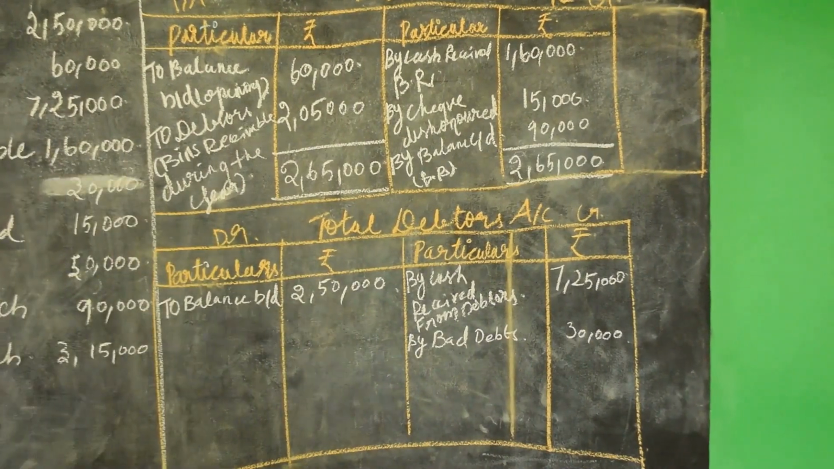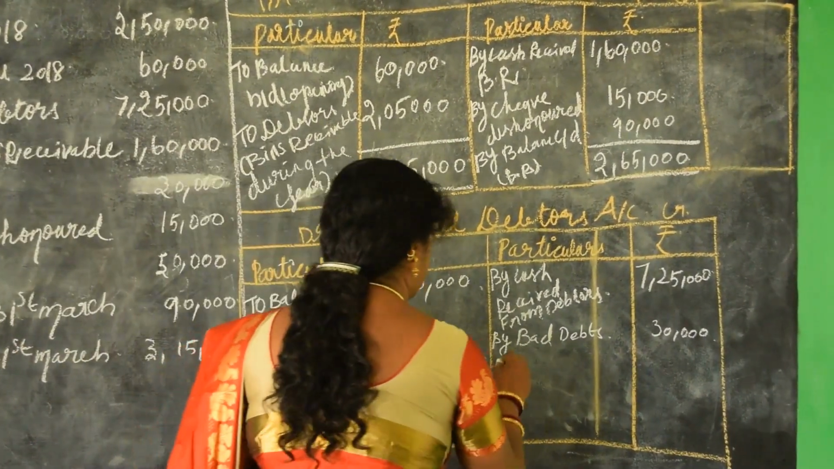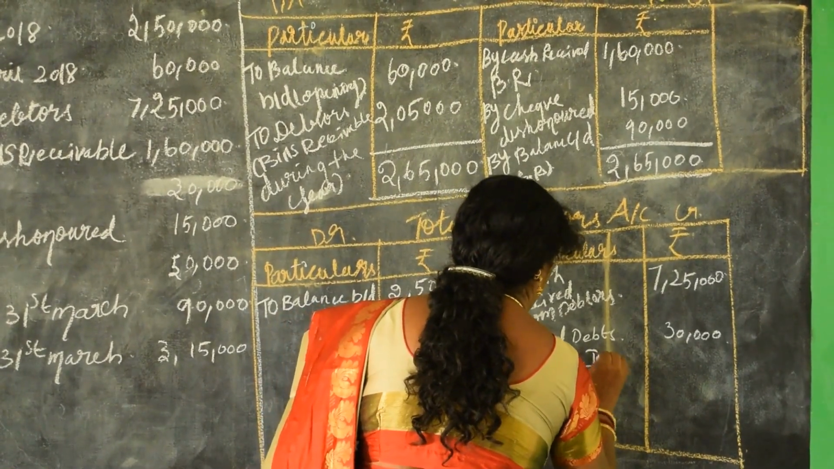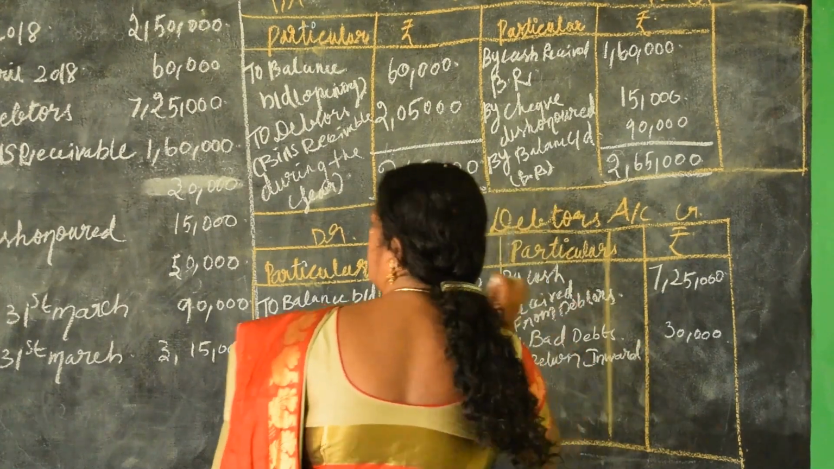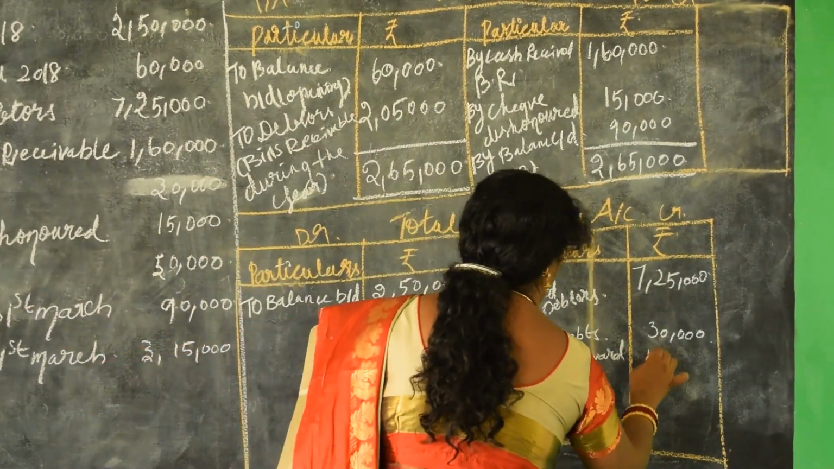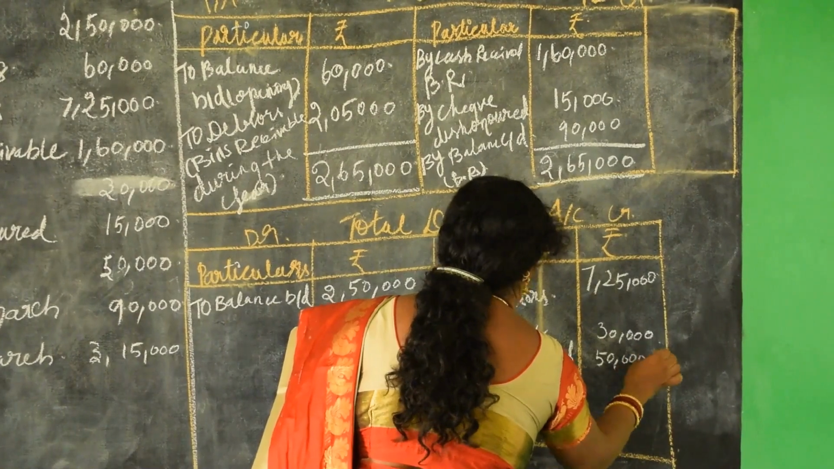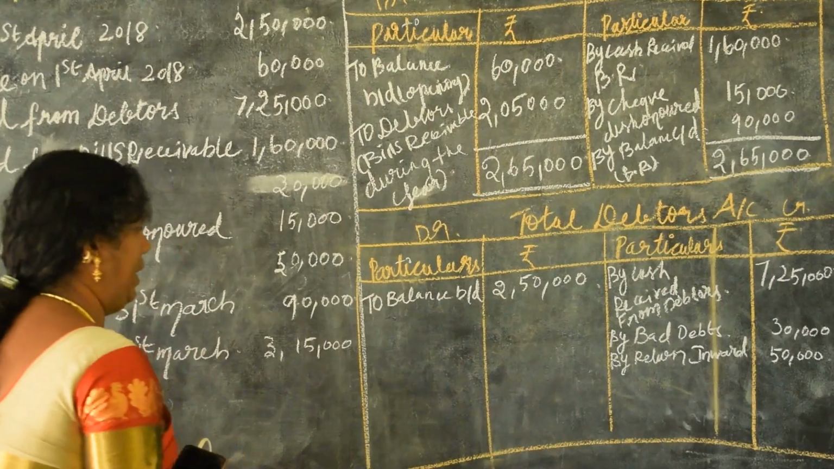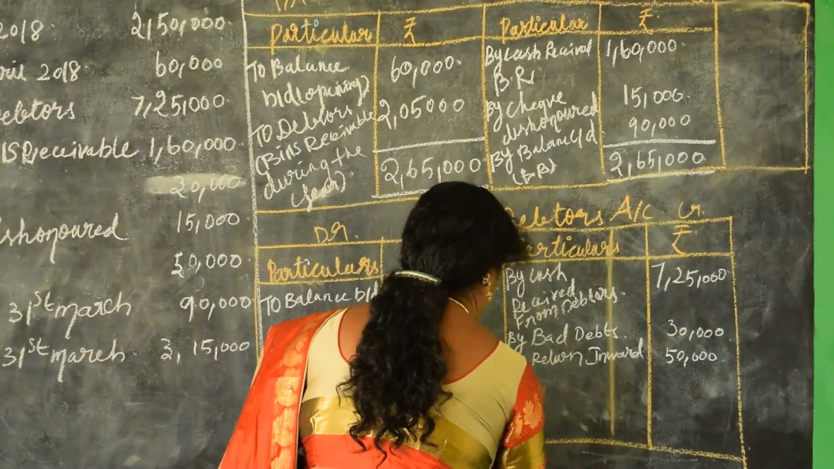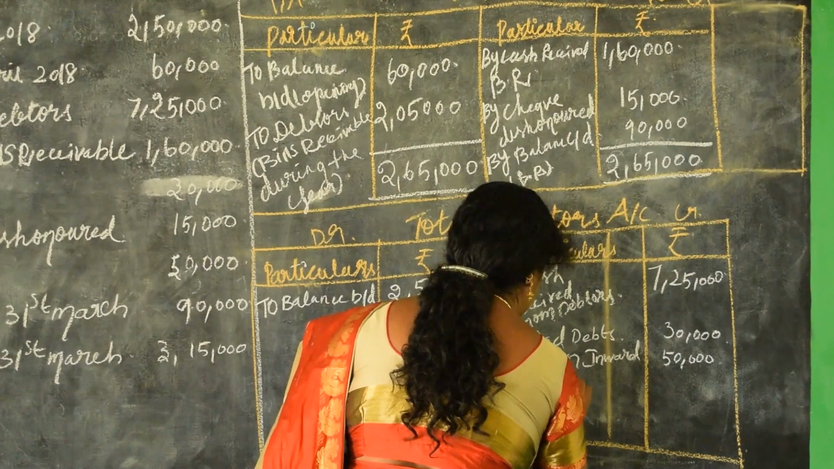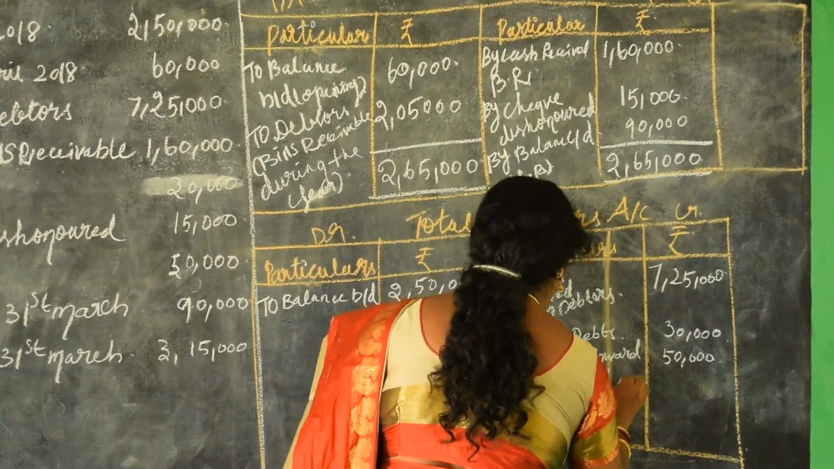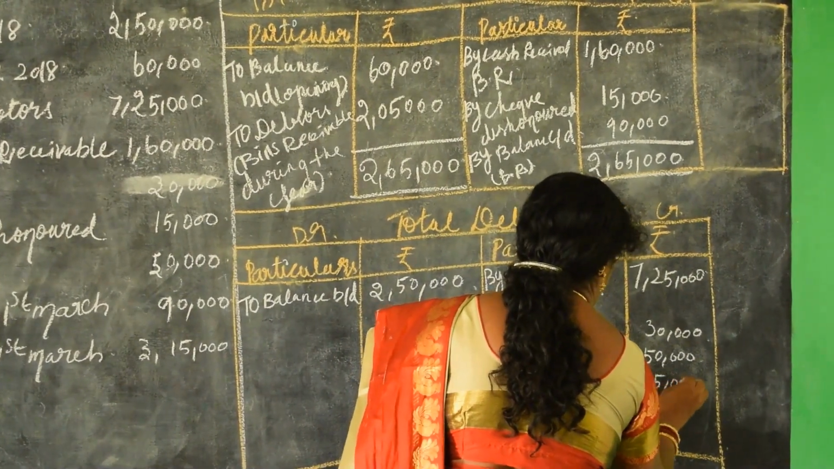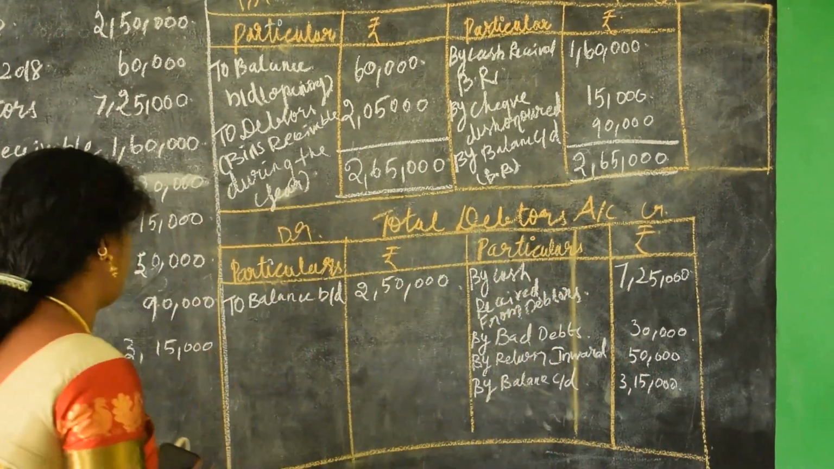Then return inward. What is the other name for return inward? It is a sales return. So write return inward. What's the amount? Return inward is 50,000. The next one is sundry debtors on 31st March. What does it mean? It is a closing balance. So by balance c/d, 3,15,000. Yes, we have filled out all these things.